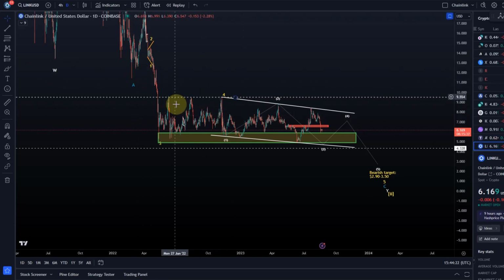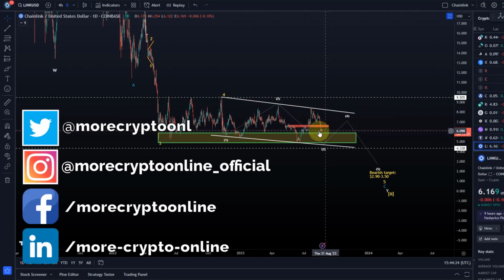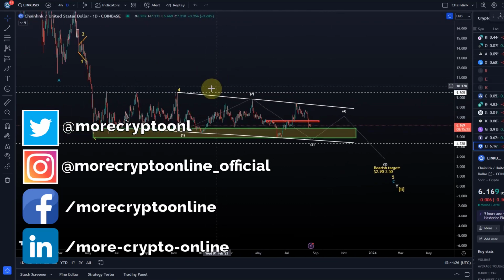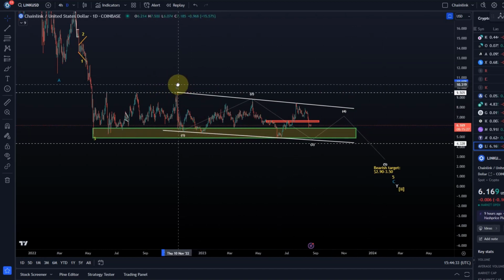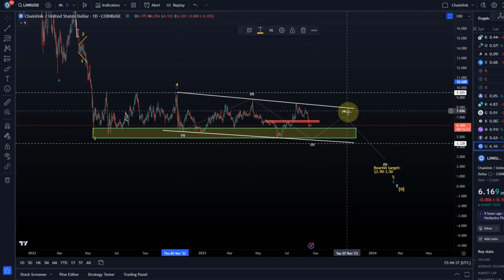On the Link chart, we continue to see this ongoing sideways action. I already mentioned in the last video that price seems to be coming down in this descending price channel, more or less. The wave 4 might have topped here on the 8th of November, and since then we've been moving down this ending diagonal.